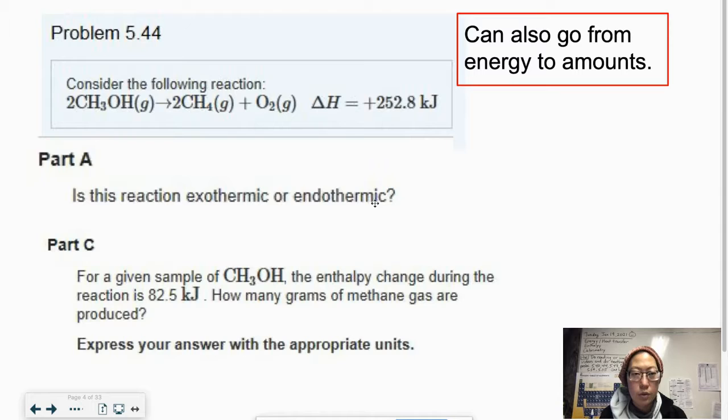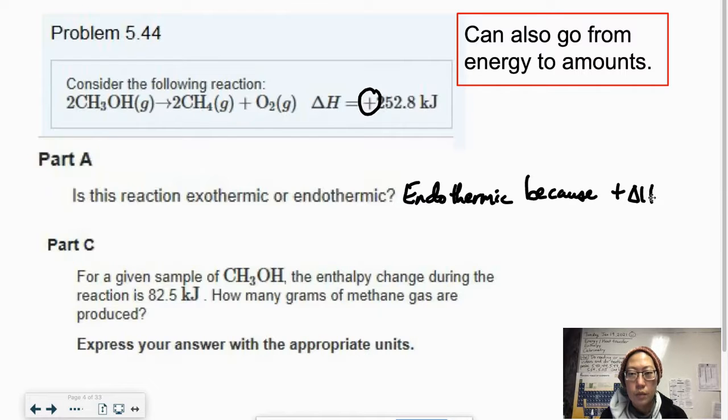All right, so this next problem, part A, you should think about whether this is exothermic or endothermic. Well, I'm going to say it is endothermic because we have a positive delta H. Okay, we've got that positive sign there. And then go ahead and pause the video and try this yourself. See if you can take this thermochemical equation, read the question, and figure out how many grams of methane gas are produced.